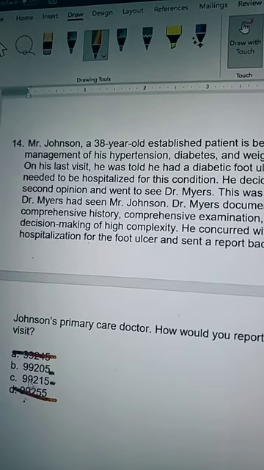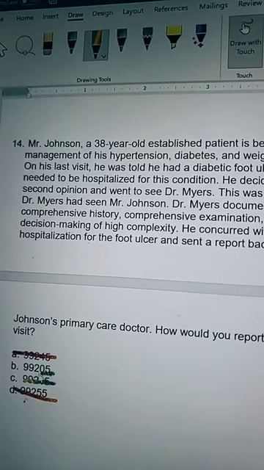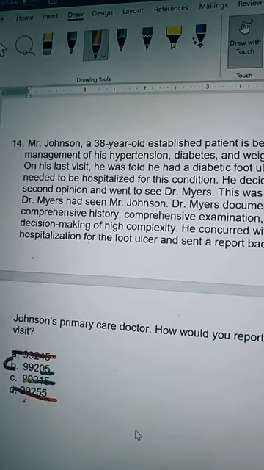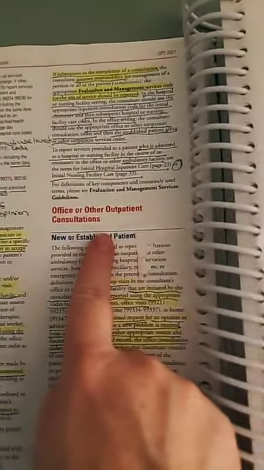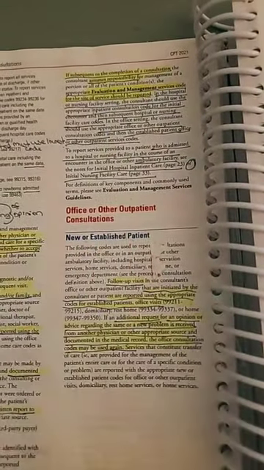So we know they're not going to be an established patient with Dr. Myers because they've not seen him. They're getting a second opinion. So you know now off the top of your head that it's definitely going to be 05 because the O's in that last column mean new patient. So B will be your answer and move on. I hope that was helpful to explain a little bit about this office and other outpatient consultations.